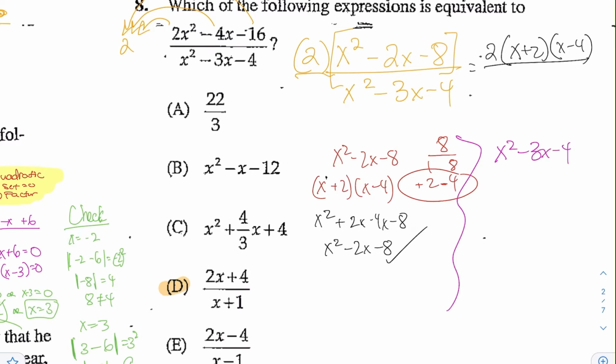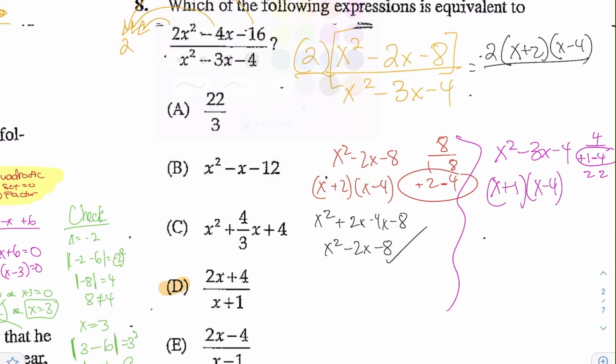In this case, you want factors of 4. So that's 1, 4, 2, and 2. And you want a sum of negative 3. You get that with 1 and 4. Specifically, it's plus 1 minus 4. So this would be x plus 1 times x minus 4.